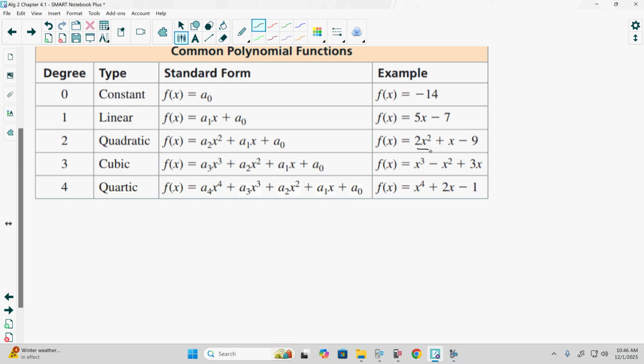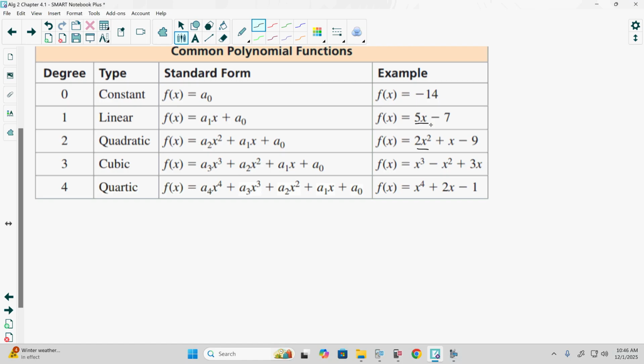Now we can differentiate between the two because in linear, 5x, the biggest exponent attached to a variable is 1, so the degree is 1, it's linear. In our 2x squared plus x minus 9, x squared is the variable with the biggest exponent, so the degree is 2, telling us it is a quadratic.